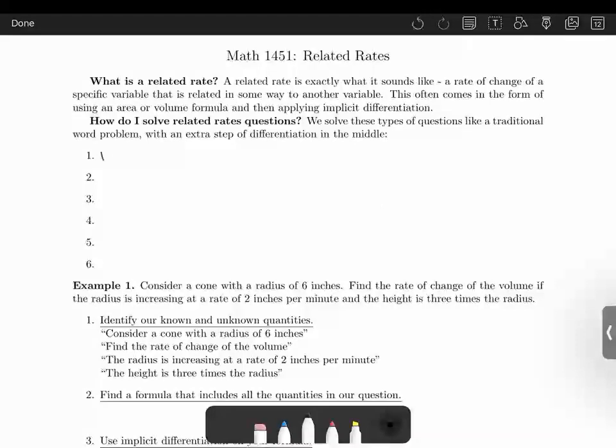First off, just like a normal word problem, our first step is going to be to identify our known and unknown quantities. This is just using the words of the problem to figure out what we're doing, right? The problem may tell us the height of something, the radius of something, and what we're looking for. After we do this, we want to find a formula that includes all the quantities in our question.